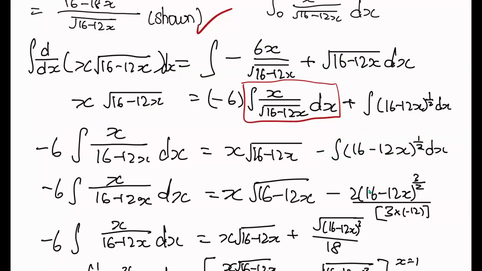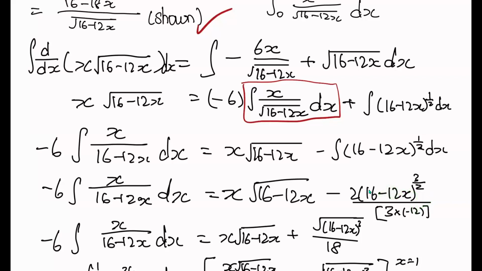Good. So integrate this guy, which is linear power half. All you need to do is to use power rule. Add 1, get the new power. You get 3 over 2. Divide by the new power. So divide by 3 over 2 means times 2/3. Good. And then you have a coefficient of negative 12. And you have to divide it because this is integration.